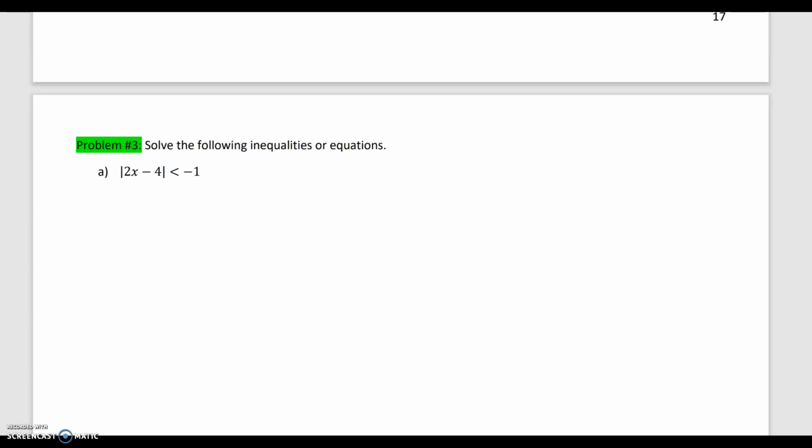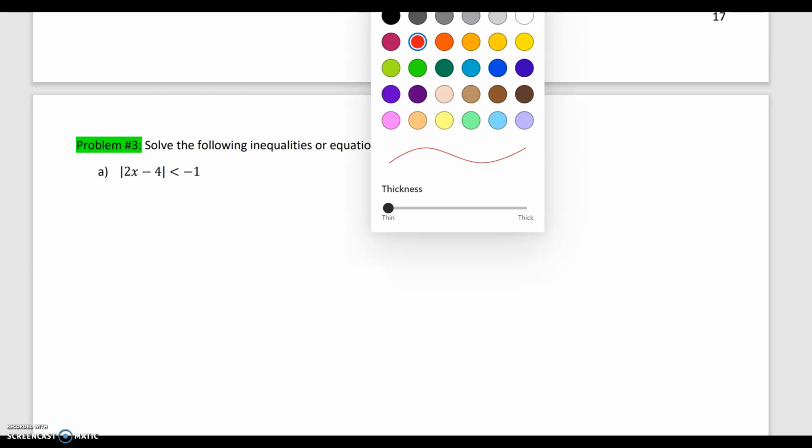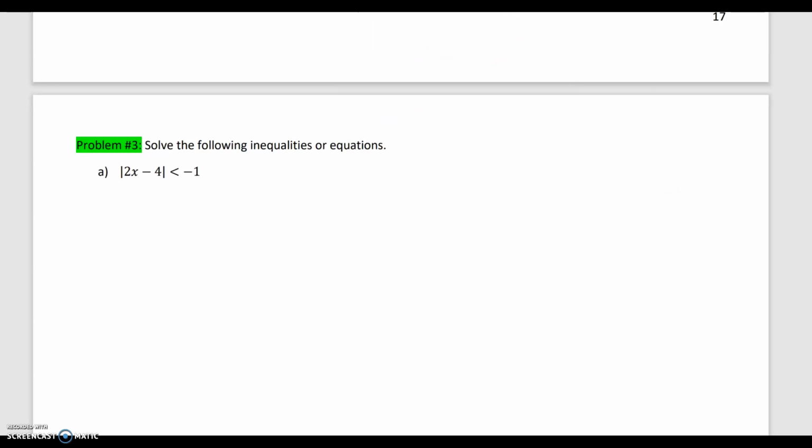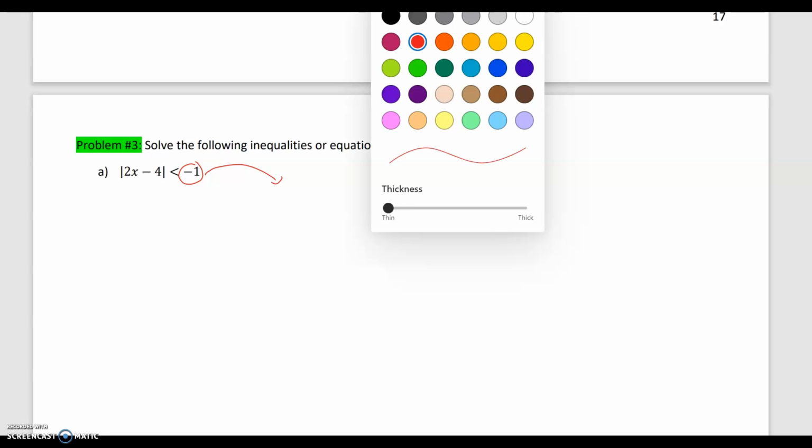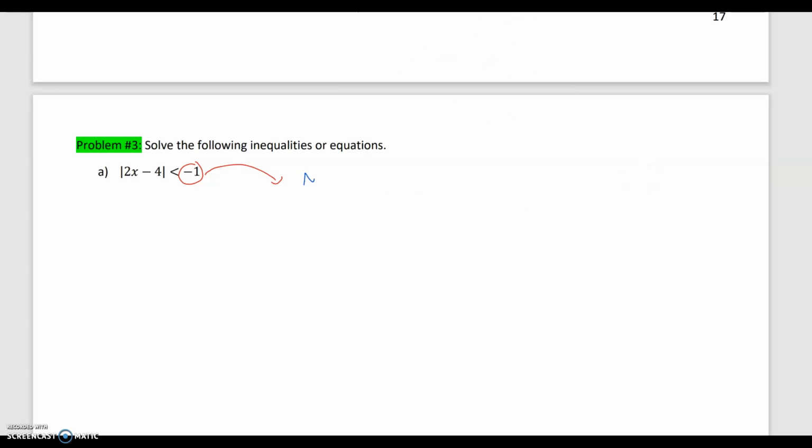Hi class, let's take a look at example 3, actually problem 3. Now problem 3 has a minor problem on its own, and notice that it says that basically some unknown is less than a negative. And because you have the values of less than a negative, and this is in fact an absolute value, this is automatically a no solution. So no solution, this is one of those empty sets.